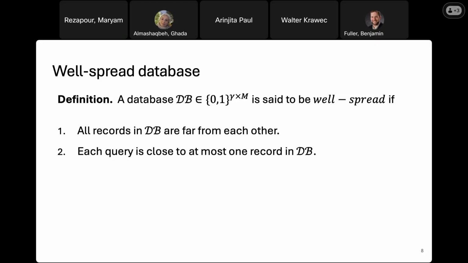What does close mean? Sorry. So close is to have a distance of at most t from the records. And far is c times t.